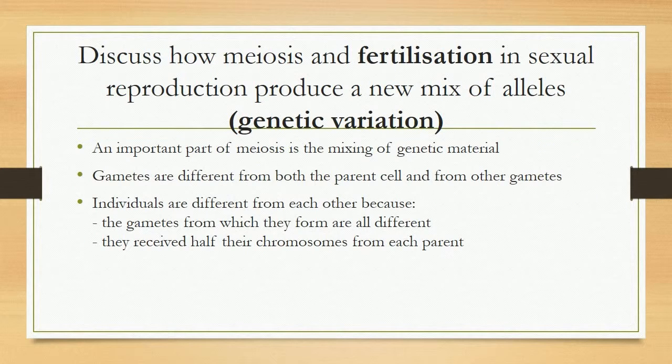Discuss how meiosis and fertilisation in sexual reproduction produce a new mix of alleles, genetic variation. Part 2. An important part of meiosis is the mixing of genetic material. Gametes are different from both the parent cell and from other gametes. Individuals are different from each other because the gametes from which they form are all different. They received half their chromosomes from each parent.